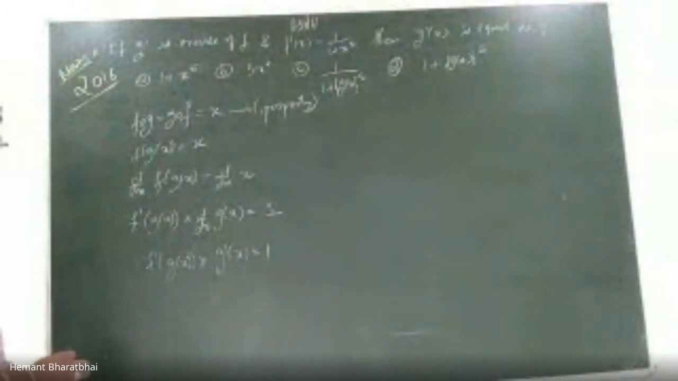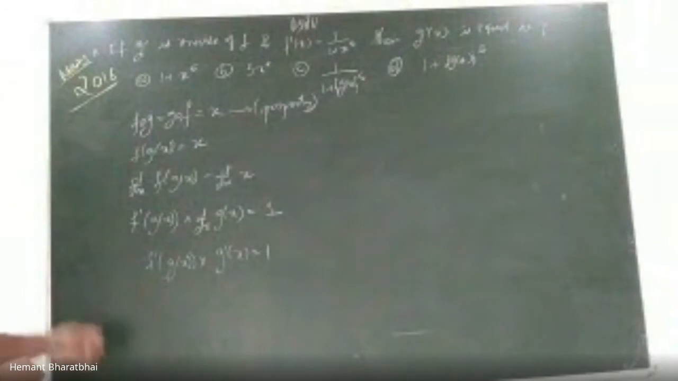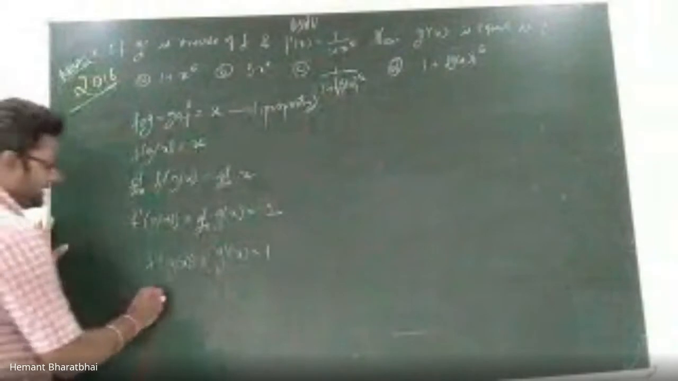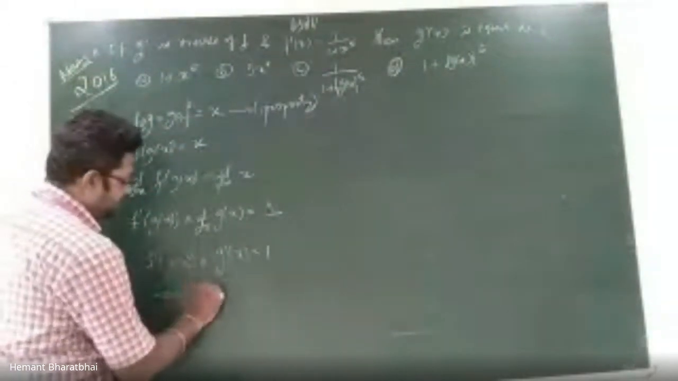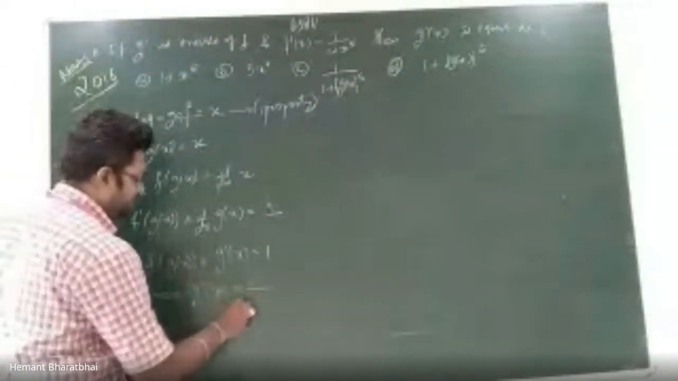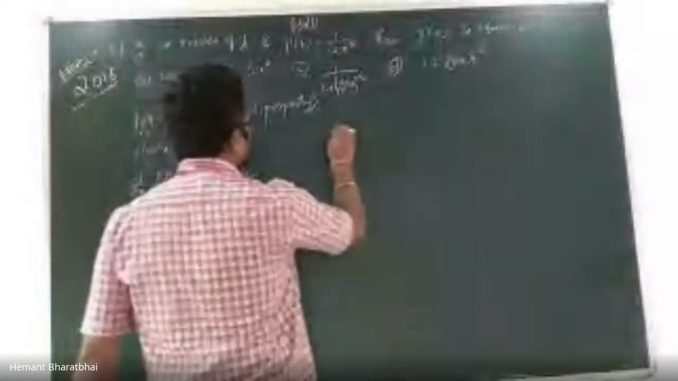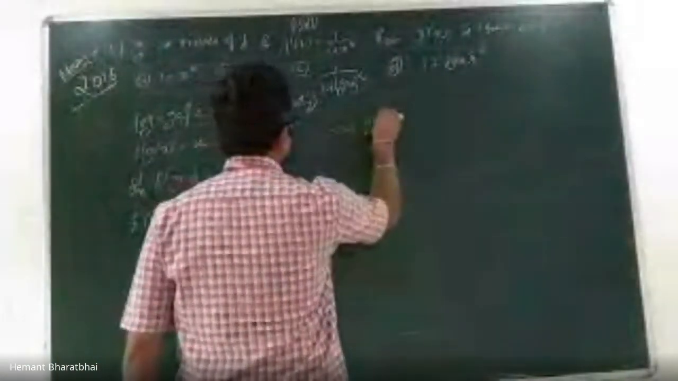As of now, please pay attention on this. When I take the derivative, I will get f dash of g of x into g dash of x is equal to 1. It's telling us to find out the value of g dash of x. So from here I will get g dash of x is equal to 1 upon f dash of g of x.